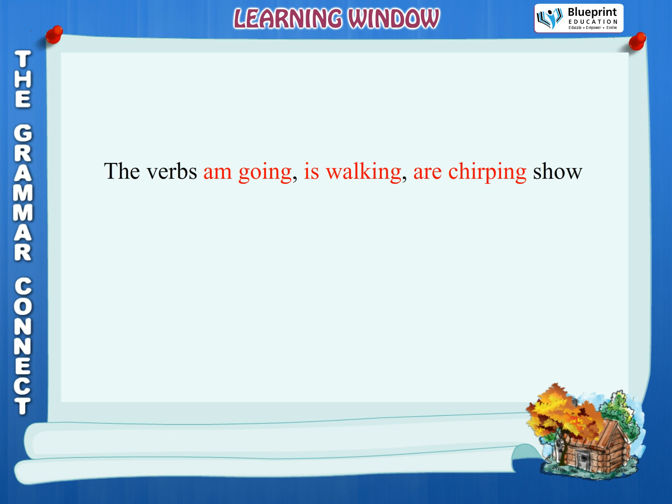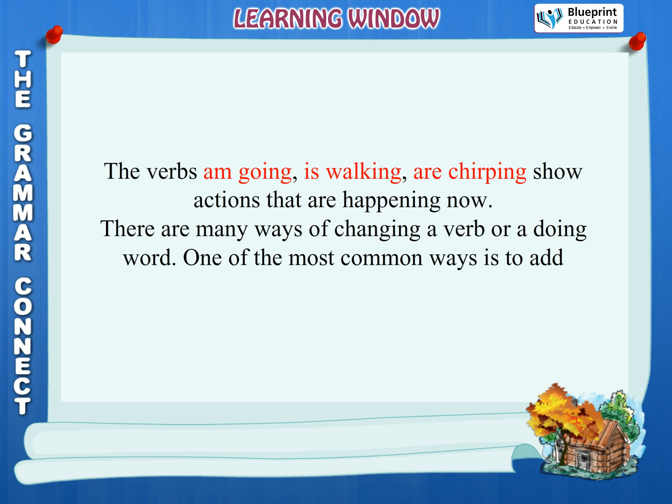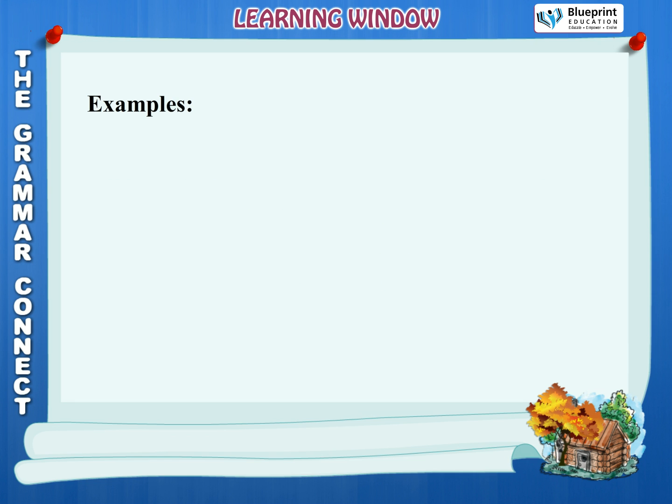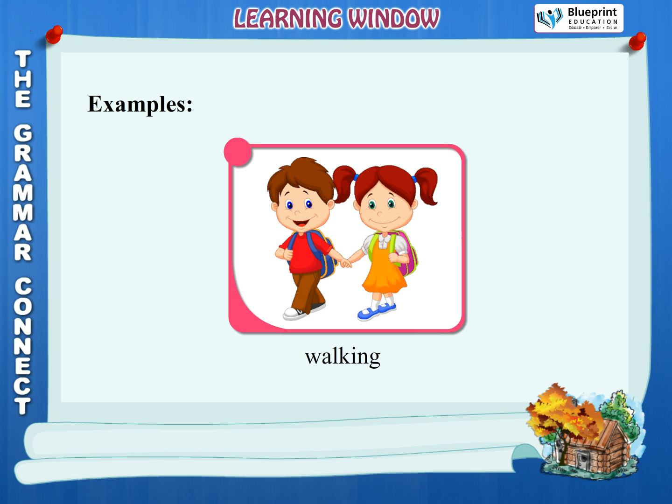Learning window. The verbs am going, is walking, are chirping show actions that are happening now. There are many ways of changing a verb or a doing word. One of the most common ways is to add ing to it. Examples: writing, laughing, sleeping, walking.